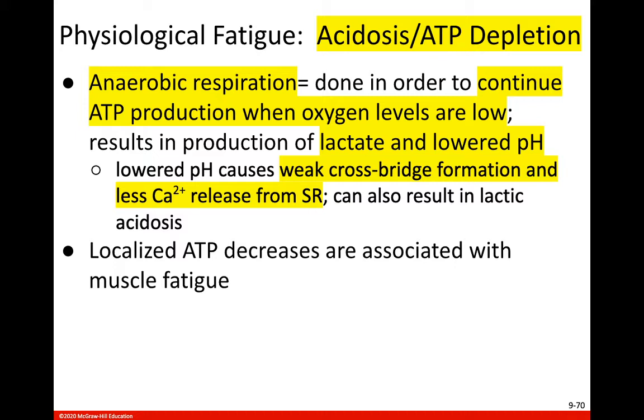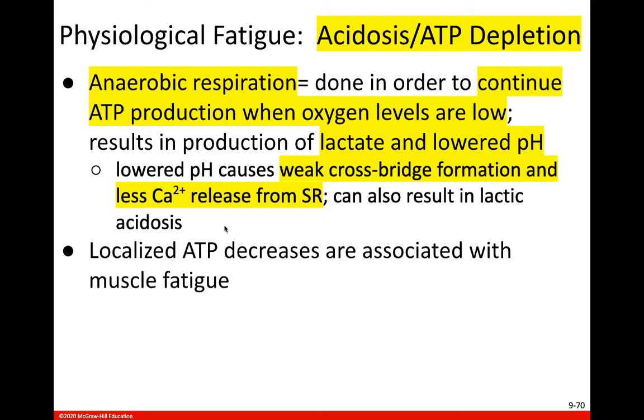Well, remember that myosin head is an ATPase. It's an enzyme. So when the pH levels get lower, because of the lactic acid that's being produced, then the myosin heads don't function as well as they could. And so we get weak formation of cross bridges, of those myosin heads attaching to the actin. Also, it affects the release of calcium from the sarcoplasmic reticulum. So we're not going to have as many active sites on the actin being exposed so that the myosin heads can bind.